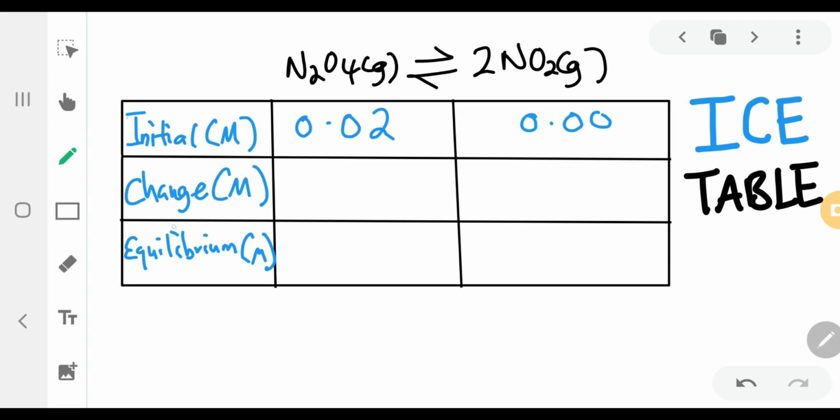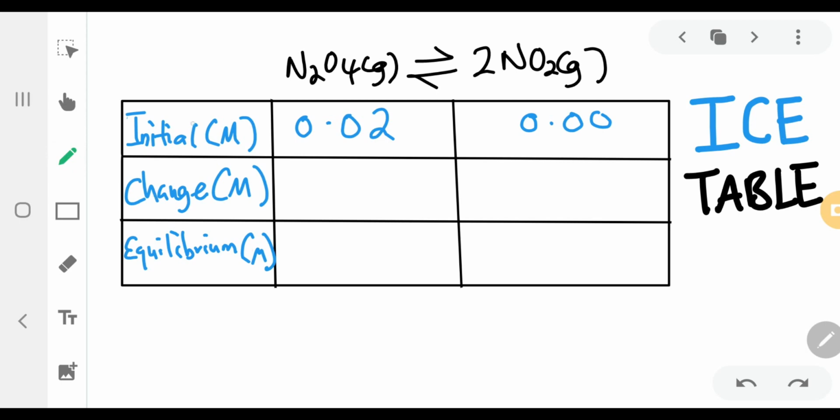And then what about change? The change over here will depend on the stoichiometry in front of your reactant and your product. That's why it's very important for you to have this balanced equation available. If you do not have this balanced, it will be wrong over here, because the change will depend on the stoichiometric coefficient from the balanced equation. Also, don't forget your reversible arrow, because right now we are dealing with a system at equilibrium.